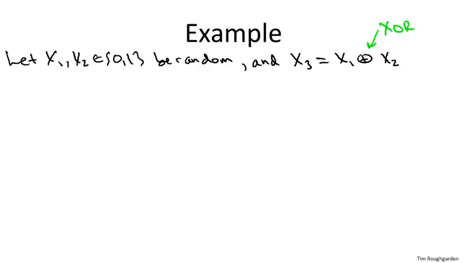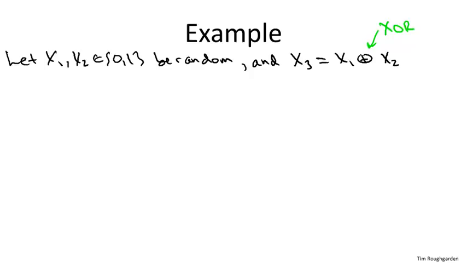So what that means is if both of the operands are 0, or if both of them are 1, then the output is 0. And if exactly one of them is 1 and exactly one of them is 0, then the output is 1. So it's like the logical OR function, except if both of the inputs are true, then you output false.